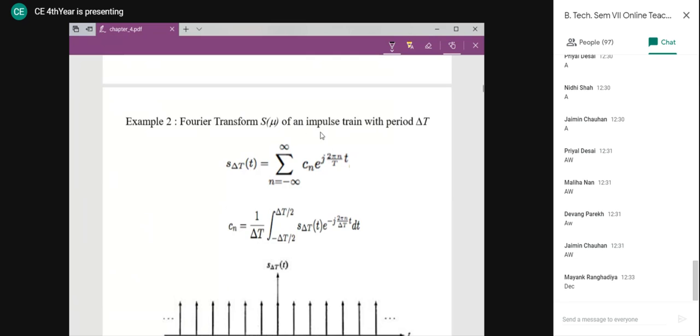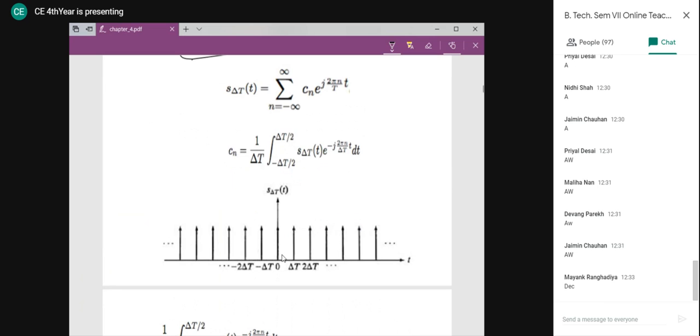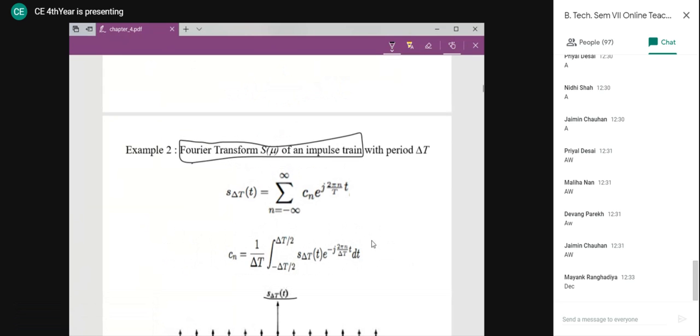Okay, so now what I need is I want to find out the Fourier transform of the impulse train. What is an impulse train? You know that an impulse train s of delta t is nothing but impulses located at a gap of delta t. If you remember.